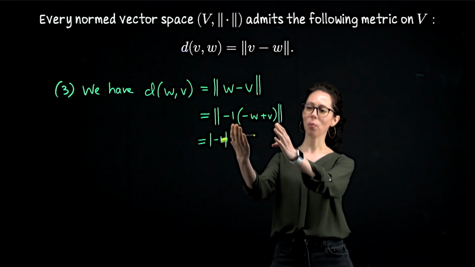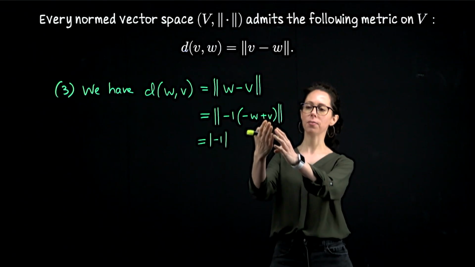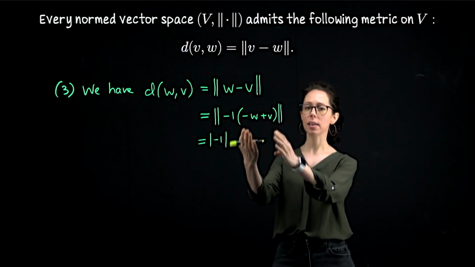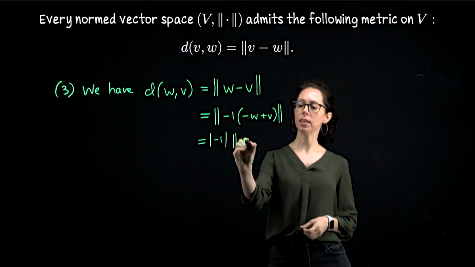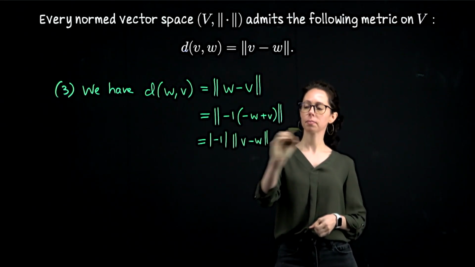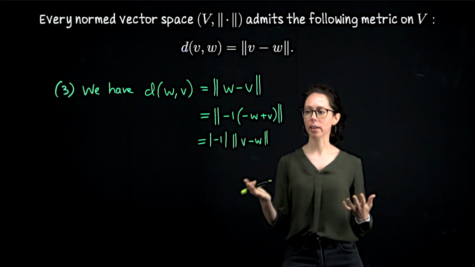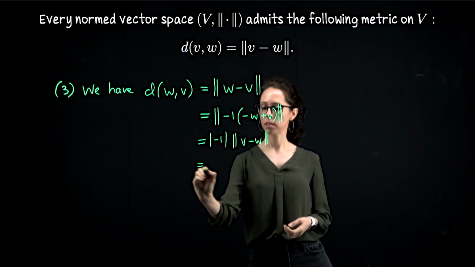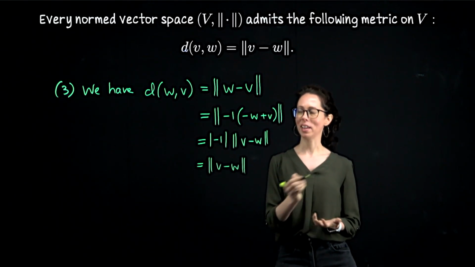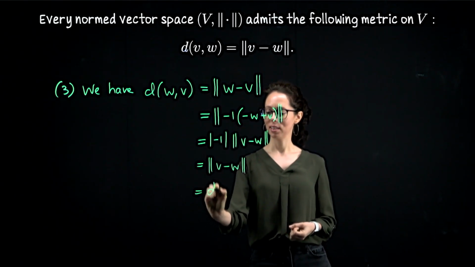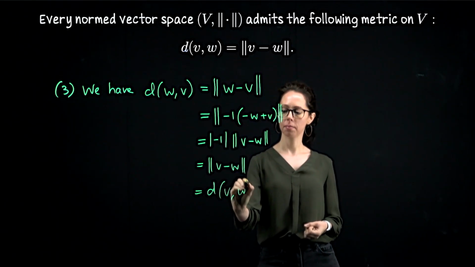And then here, what I'm left with is negative W plus V. I'm going to use commutativity of vector addition in the vector space to rewrite that as V minus W. Absolute value of -1 is 1, so we get V minus W. But then, of course, that is the distance from V back to W.